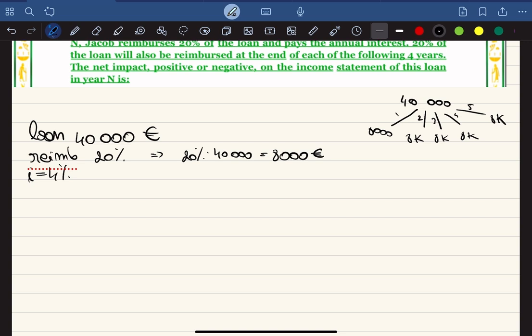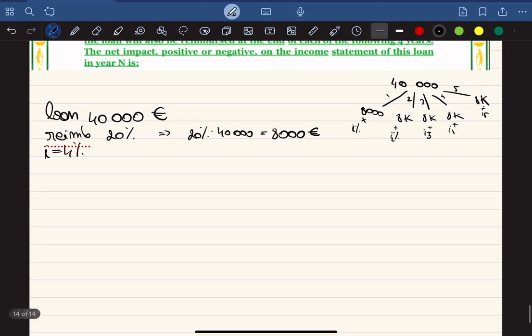The interest, because the bank wouldn't loan you money if they wouldn't win something, they wouldn't make a profit out of you. You're gonna pay interest. So each year you pay what's left. Each year you pay the reimbursement of the year plus the interest for each year. So let's see what happens during year end.